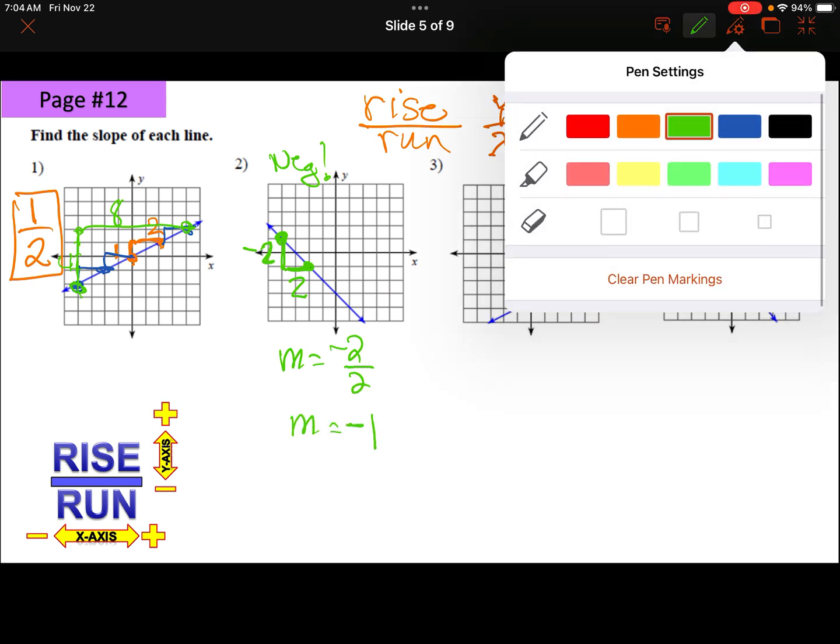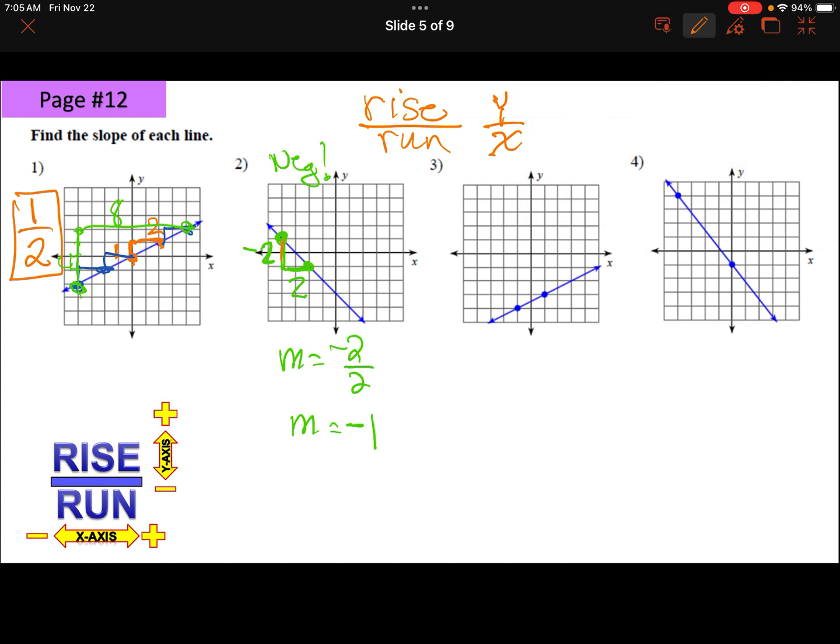That means I should have been able to go down 1 box and right 1 box and hit the line. Could I have done that? And the answer is yes. Down 1 box, right 1 box would work there.